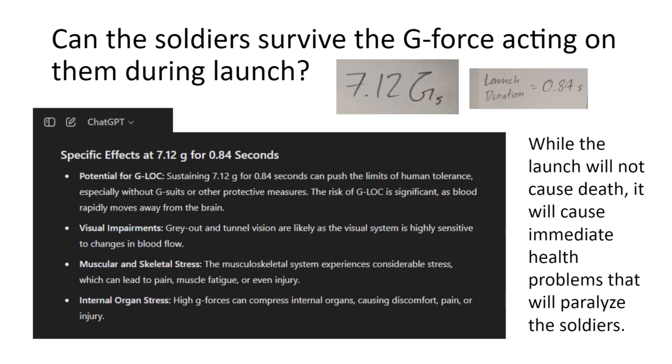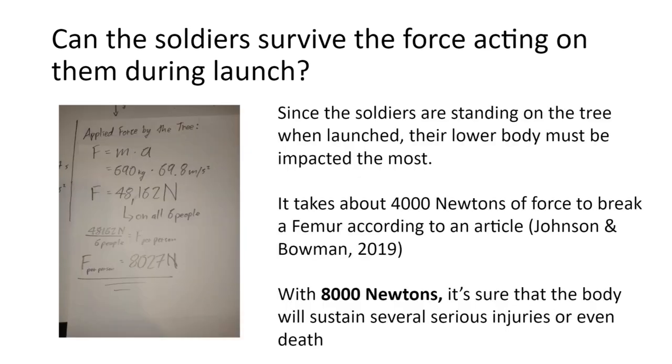So, according to ChatGPT, 7 Gs acting on the human body for 0.84 seconds will not cause death, but it'll cause immediate health problems that will paralyze the soldiers. The soldiers might still survive during launch, but there is some more analysis to be done. The soldiers are launching into the air when standing on the palm tree, and when launching, such a high force can cause significant damage to the lower body.